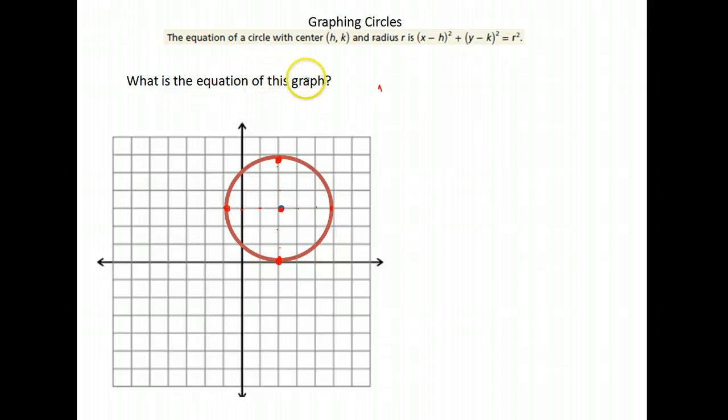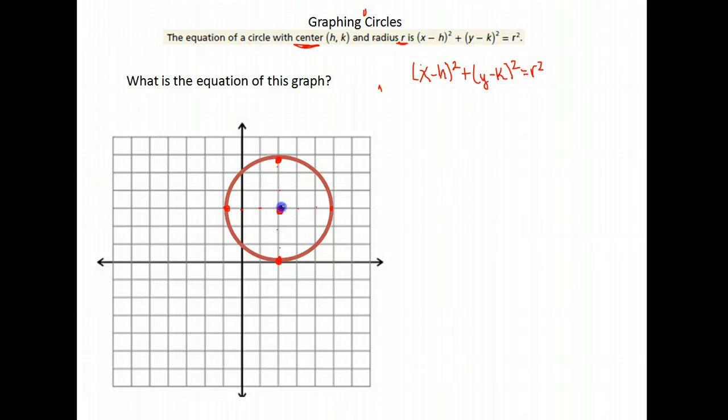Now this one kind of did it backwards. It said, what's the equation for this graph? So they have a circle graphed. Now let's remember, what do we need to know to write the equation of a circle? We need to know the center and the radius. Both of those we can find just by looking at the graph. And again, the form of the equation of a circle is (x minus h) squared plus (y minus k) squared equals r squared. Okay, so from this graph we need to figure out what's the center and what's the radius.